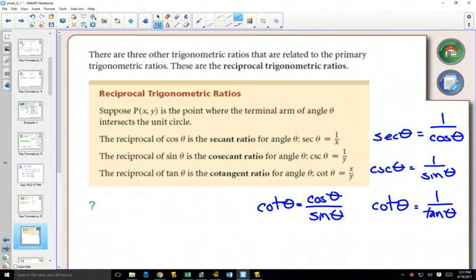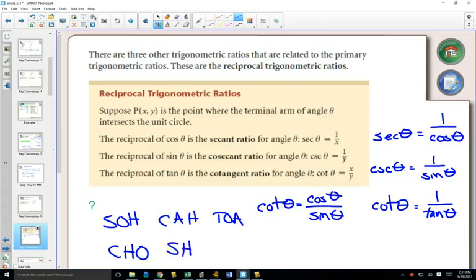So if you could remember SOHCAHTOA, right? What happens now, cosecant, if sine is opposite over hypotenuse, then cosecant is hypotenuse over opposite. And if cos is adjacent over hypotenuse, then secant is hypotenuse over adjacent. And if tan is opposite over adjacent, then cotangent is adjacent over opposite. And maybe this is easier to remember than SOHCAHTOA.